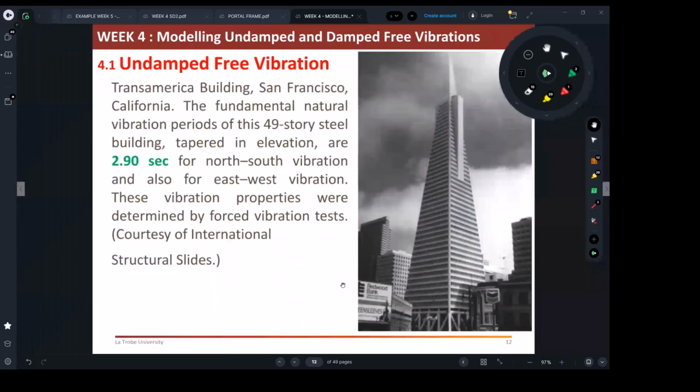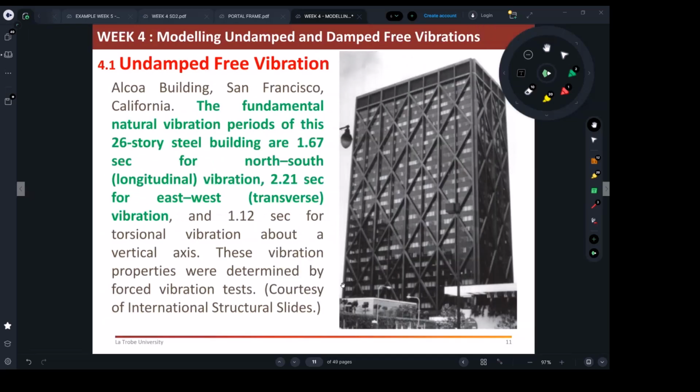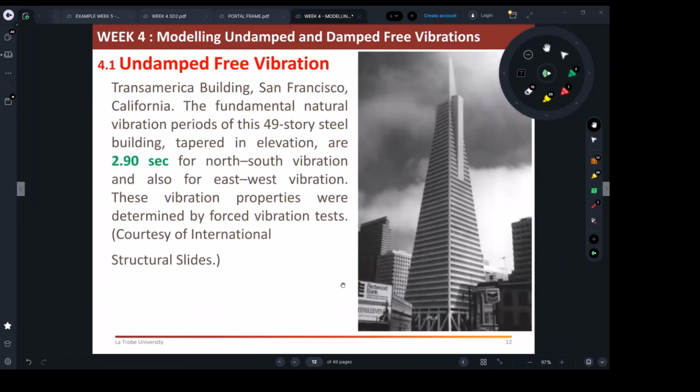Another building. This building, you can see it's a square. It does not have south, north, east, west. They gave us only one value, which is 3 seconds. Obviously, it's taller than this one. This was only 26, this one is 50 floors. So whenever you go higher, it will need more time to finish its cycle. Here we're talking about 2.9 seconds frequency.